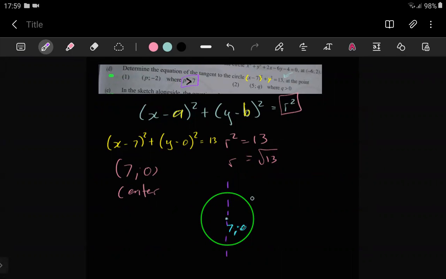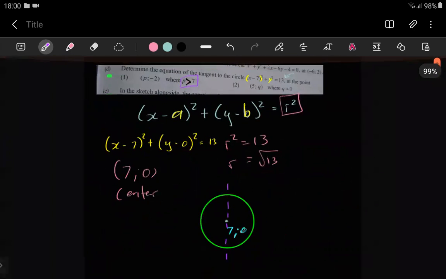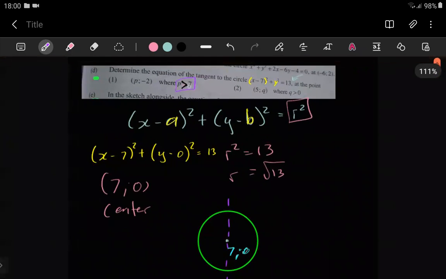So to the left, that's where you have x values that are below 7. To the right, that's where you have x values that are above 7. Do you see that this is just trying to tell us that the tangent is on the right side of our circle? Yeah, that's why this is given.